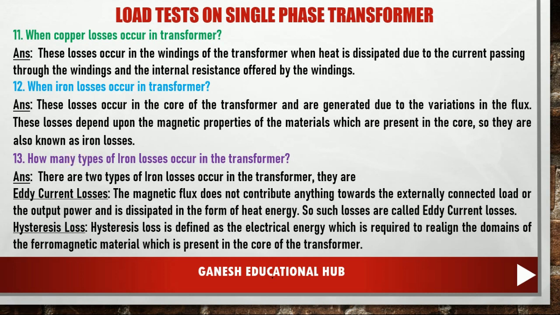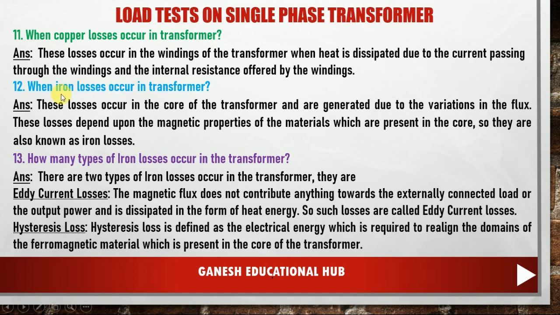See here, the 11th question. When copper losses occur in a transformer, these losses occur in the winding of the transformer, when heat is dissipated due to current passing through the windings and the internal resistance offered by the windings.